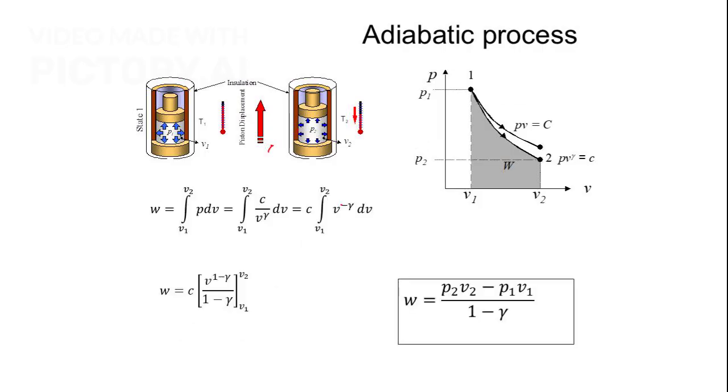Further exploring the adiabatic process, we use the equation for work done involving the isentropic index. This formula allows us to calculate work done based on pressure and volume changes without heat exchange.